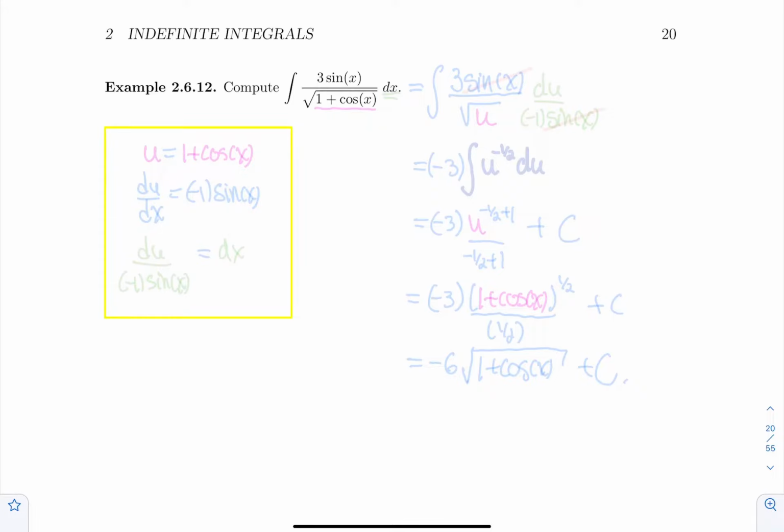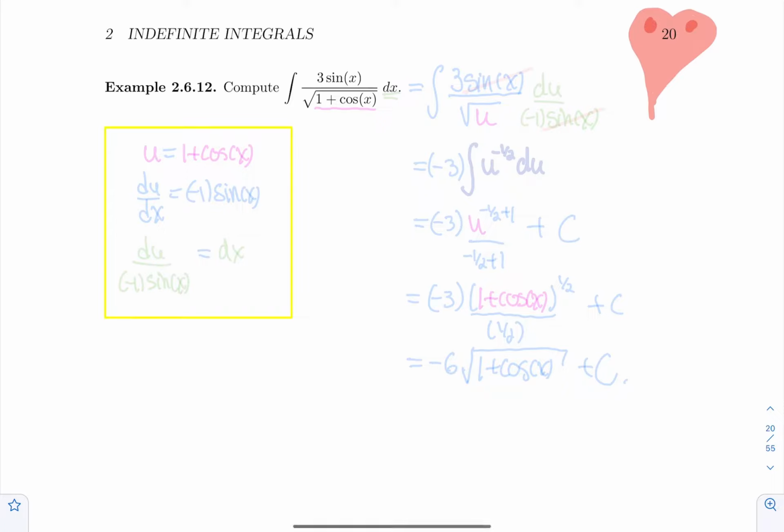Hello everyone, and let's do some more examples of indefinite integrals by substitution. So next example, we have to integrate 3 sine over the square root of 1 plus cos of x dx. Again, this is not a basic integral, so we're going to try to do a change of variable to make this as simple as possible.